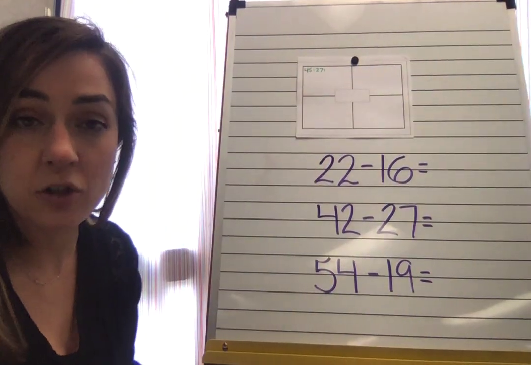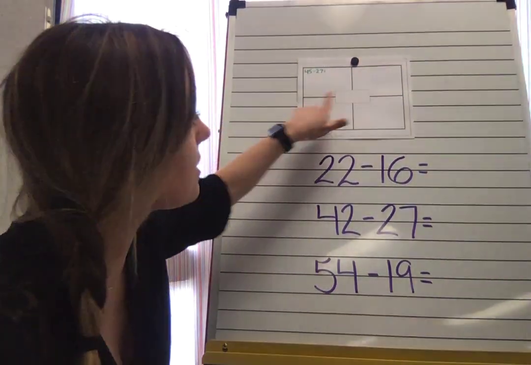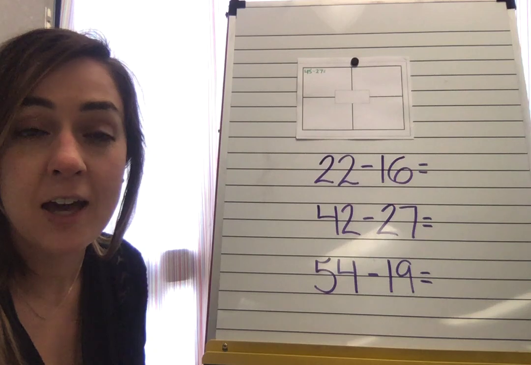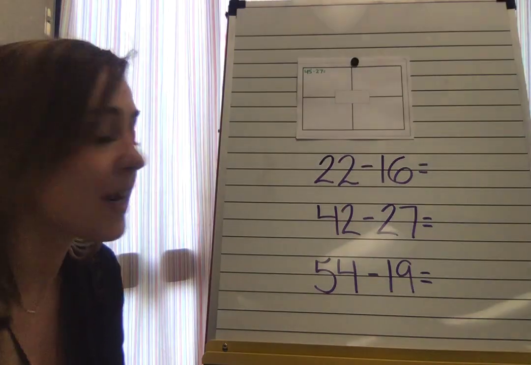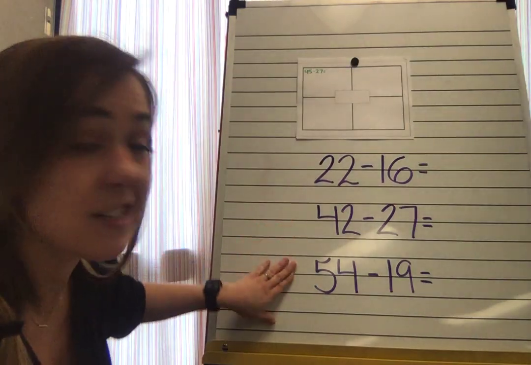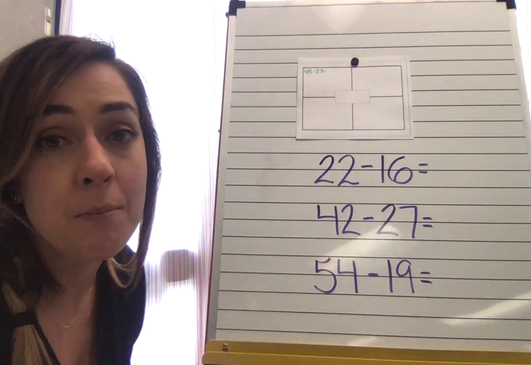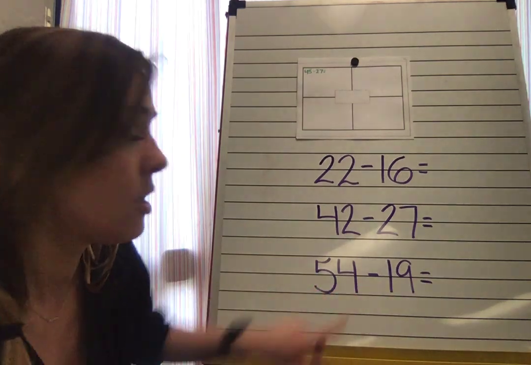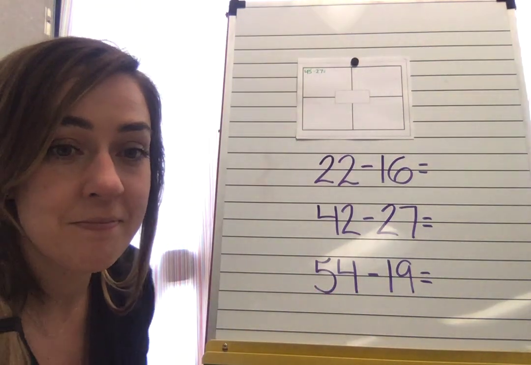All right, so that's your job. In these 3 boxes, you're going to solve these 3 problems and send me a picture. I hope that you are finding this helpful. Practice, practice, practice. For each one of these, you're going to need to go to your friend next door and borrow a 10. Okay, you're going to need to borrow for each one of these. So keep that in mind when you're doing your base 10. Have fun.